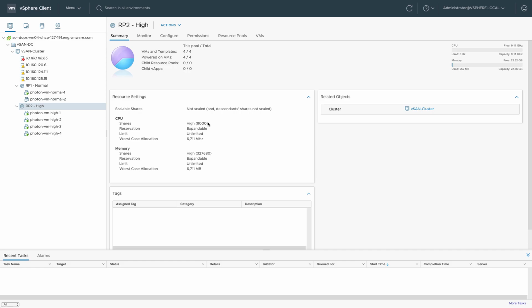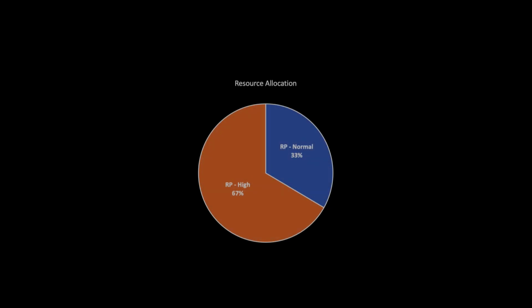When we convert the data to a pie chart, we can immediately see what the problem is. Resource pool normal has 33% of the resources with a single virtual machine, while resource pool high has 67% of the resources, but needs to divide it across four virtual machines.